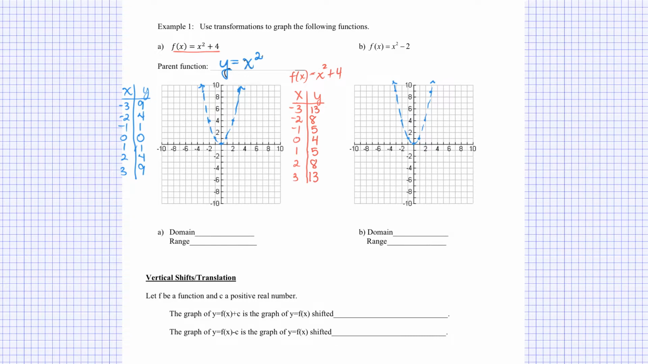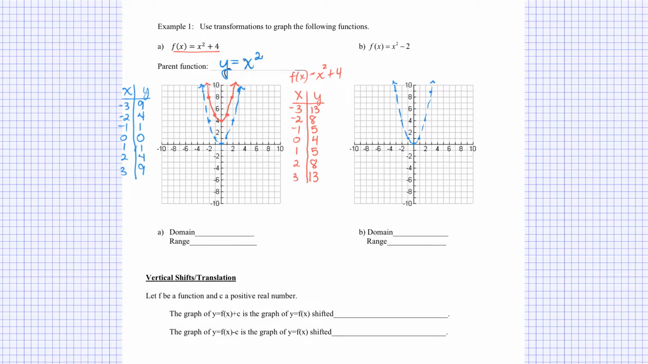And so I'm going to go ahead and plot those points. -3, 13 is not on my graph, but -2, 8 is. And then -1, 5. And then 0, 4. And then 1, 5. And then 2, 8. And then, of course, 3, 13 is off the graph. So I can go ahead and connect these points to make my parabola, right?